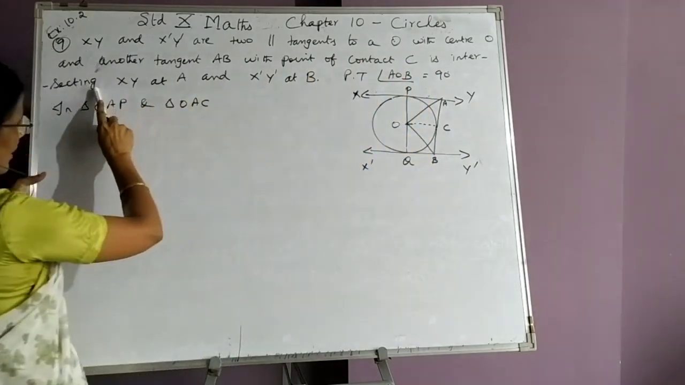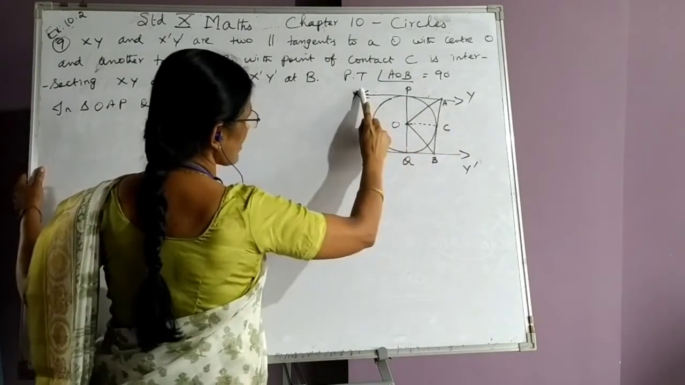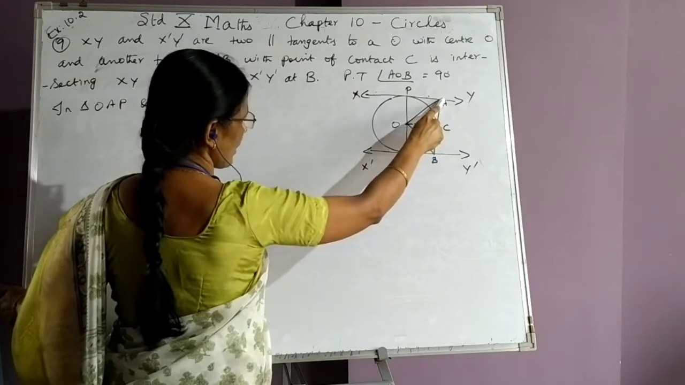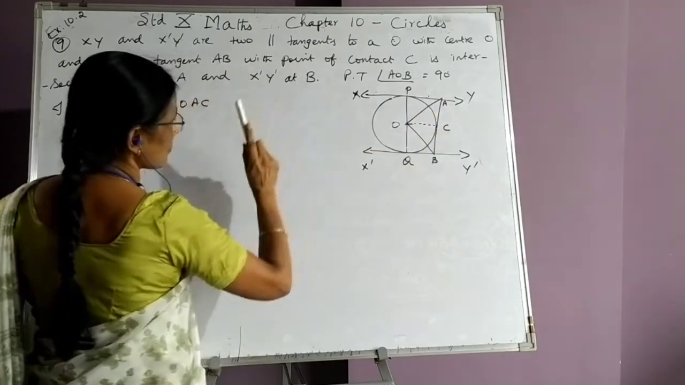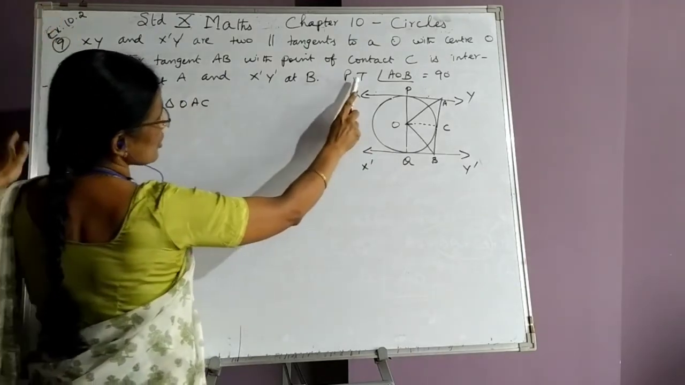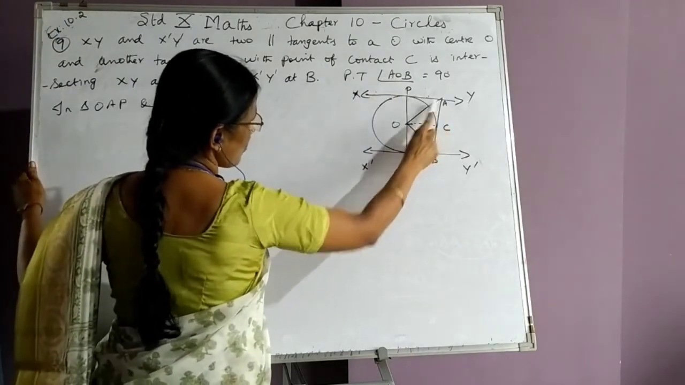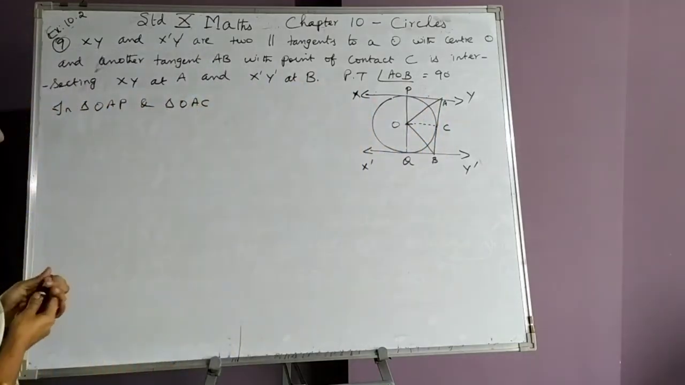It intersects tangent XY at the point A and intersects X dash Y dash at the point B. This is given. So under given we have to write from here to here. To prove angle AOB is equal to 90 degree, that we have to prove.